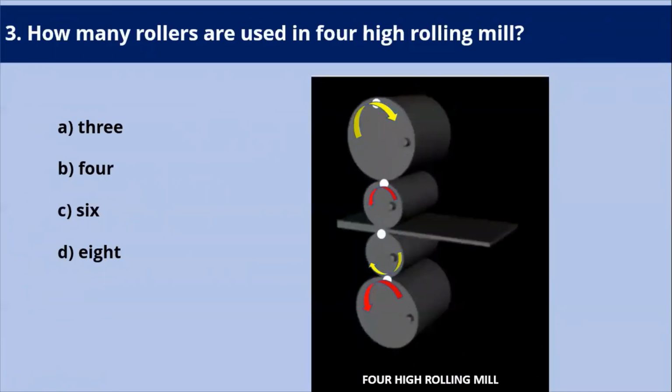How many rollers are used in four high rolling mills? So if you see in this diagram, in the four high rolling mills, we are using the four rollers which is employed for rolling, and the direction of these two rollers is the same, and the remaining two rollers in the opposite directions. So basically our answer is 4. It means that for a 4 high rolling mill, we are using the 4 rollers, and we can see the directions also here. Okay.